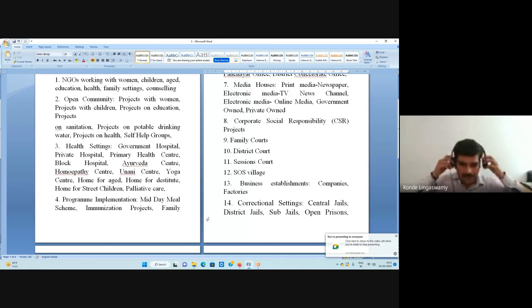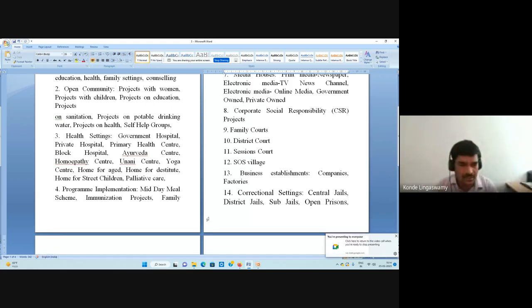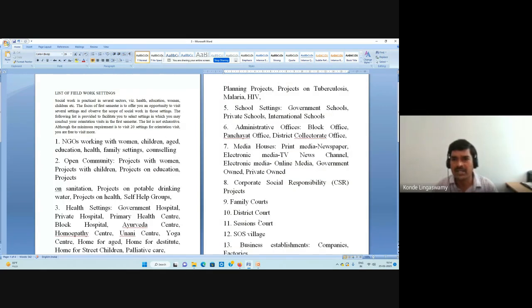Here, different welfare programs offered by governments in India. The Government of India is offering the midday meal scheme in government schools, and immunization projects, family planning projects, projects on TB, malaria, and HIV/AIDS.